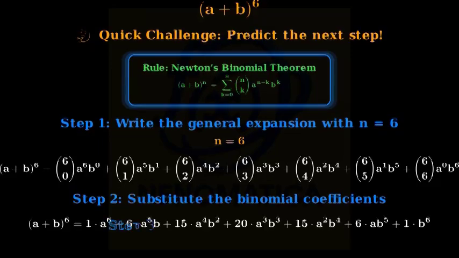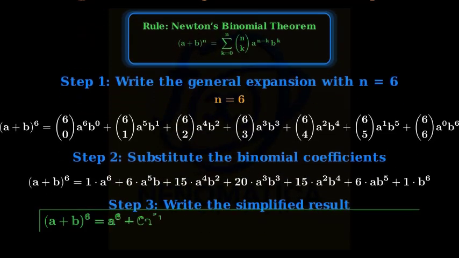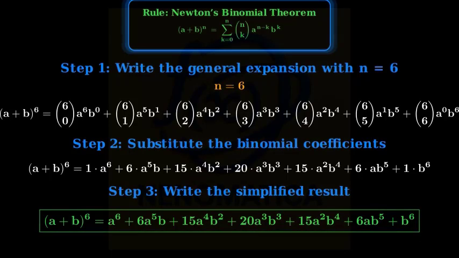Step 3. Write the simplified result. We now present the clean polynomial form. Great job! This is the final expanded form.